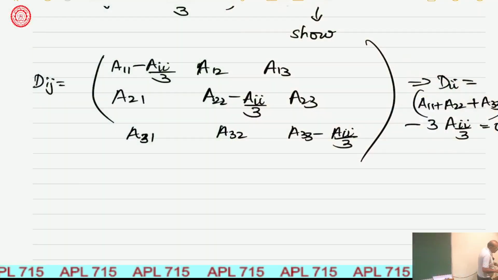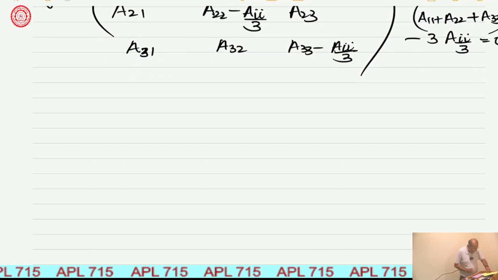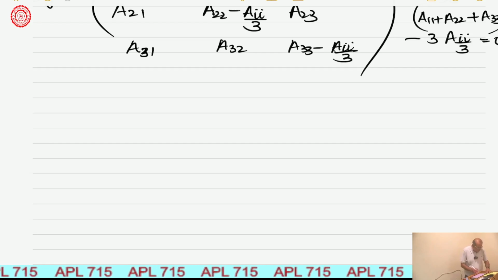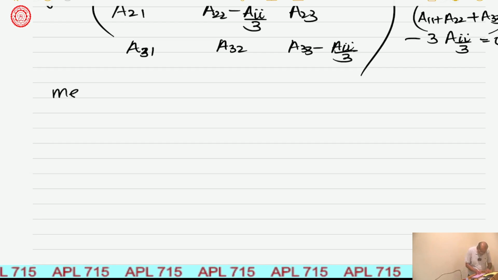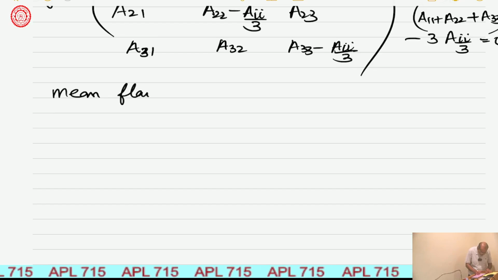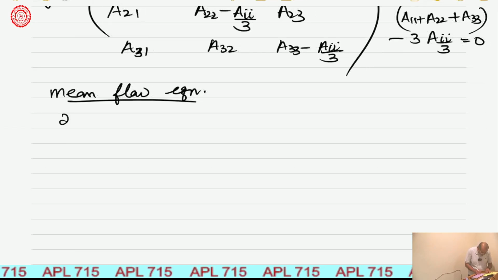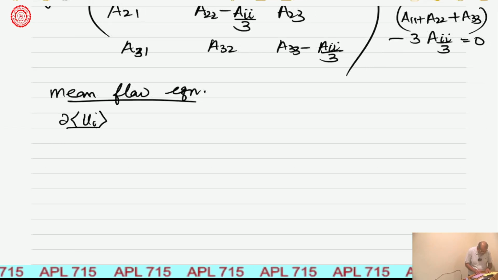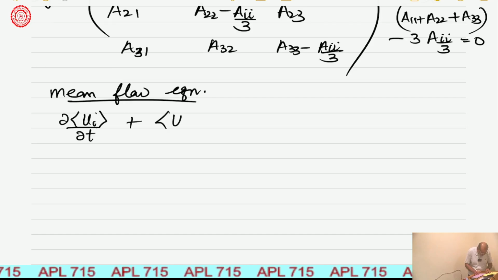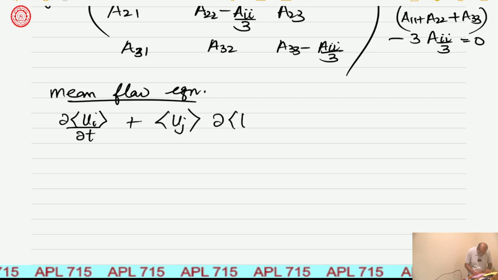Okay, so now we start. We had started from the mean flow equation. Our mean flow equation was, in fact, this I had written in the last class, so I'm repeating this. I don't know whether I should repeat it or not.